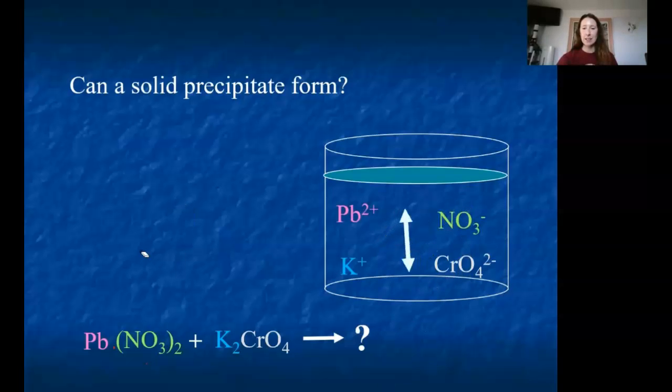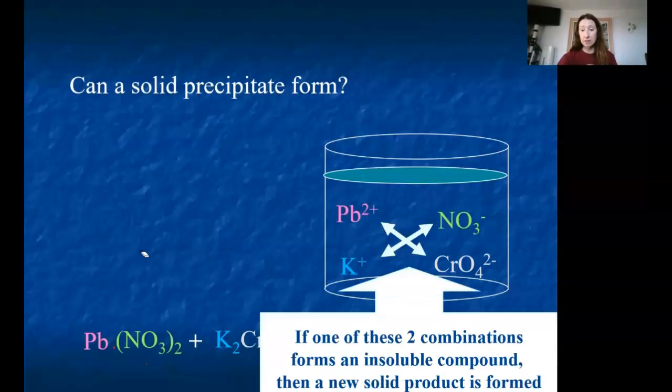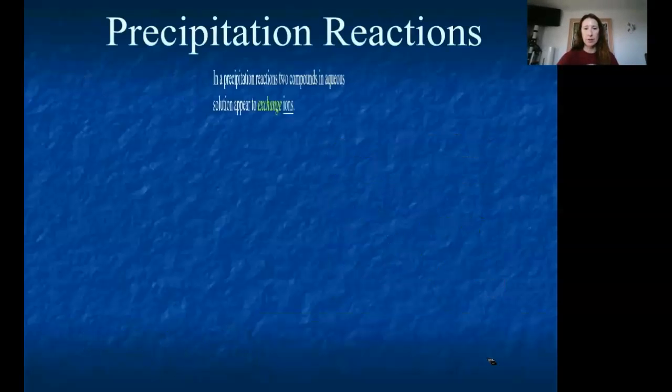So the question is, is that a precipitate? Well, that's a nitrate. All nitrates are soluble. How about the lead chromate? I don't know. We have to look. But if one of those two combinations is insoluble, remember, insoluble means solid, then we have a new product. So let's look.